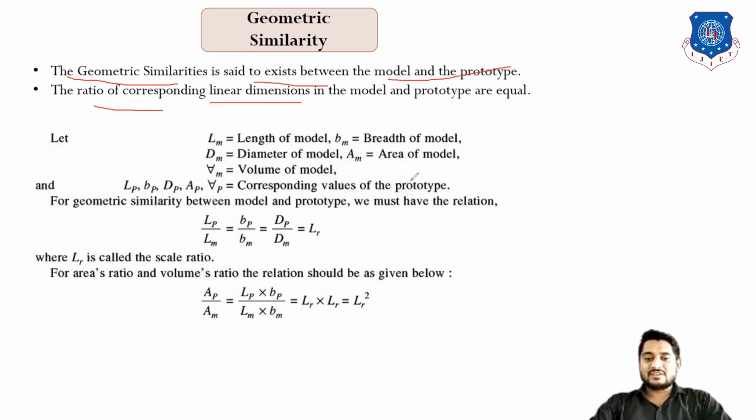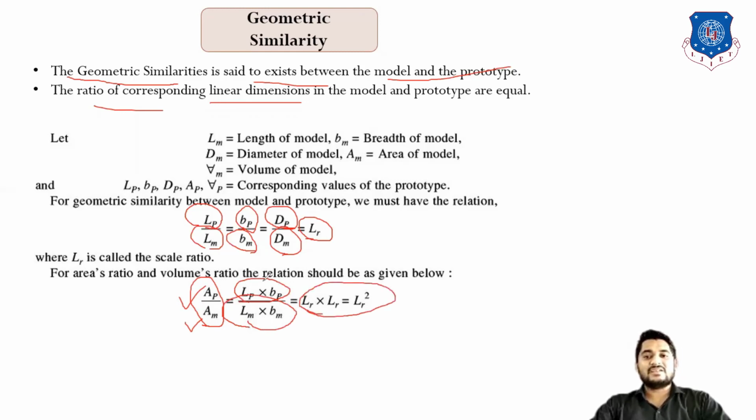For example, length of prototype divided by length of model is equal to length ratio. Width of prototype divided by width of model is equal to width ratio. Diameter of prototype divided by diameter of model is equal to length ratio also. So all the ratios for model and prototype will remain the same. This is applicable to area and volume also. For area, area of prototype and area of model, that means length into width, is considered as length ratio squared. Clear? So that is it for geometric similarity.